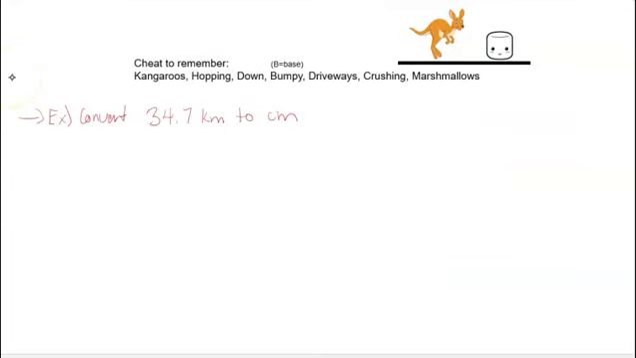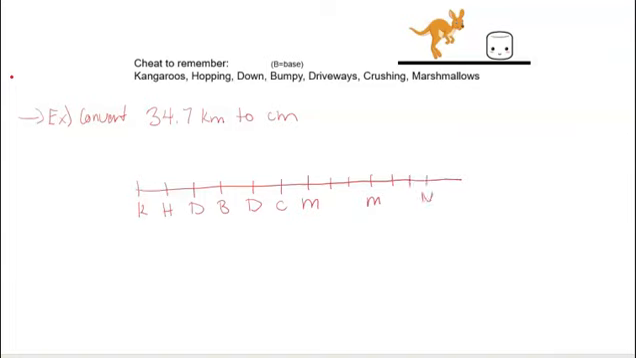Okay, let's do a third example. Let's convert kilometers to centimeters. And I didn't draw the number line, so let's draw the number line together this time. So here's our line. So kangaroos hopping down bumpy driveways, crushing marshmallows. And then I'm going to go ahead and do 2 more dashes. And then micro, I have to extend my line a little bit. Nano, and then pico.